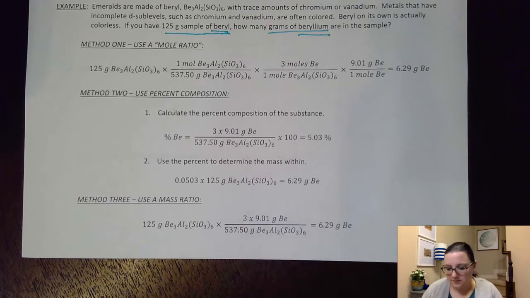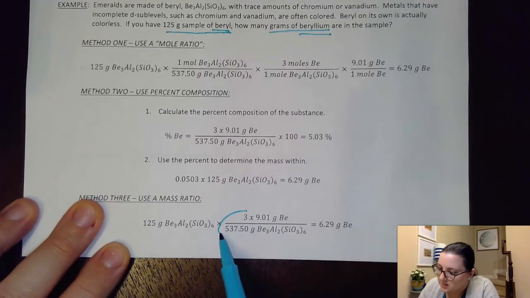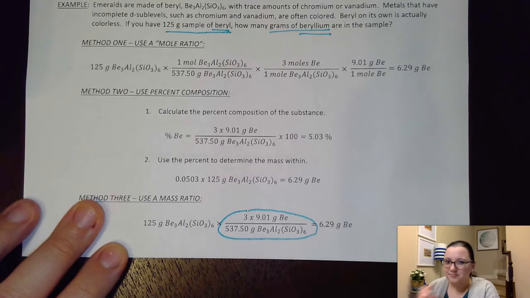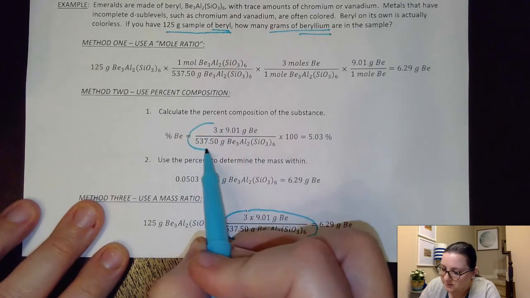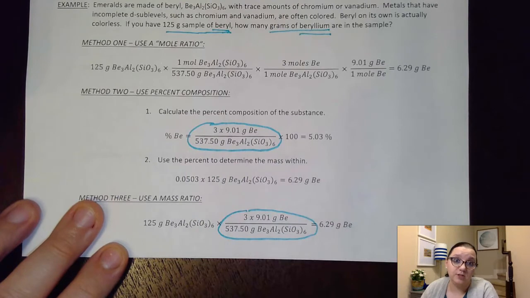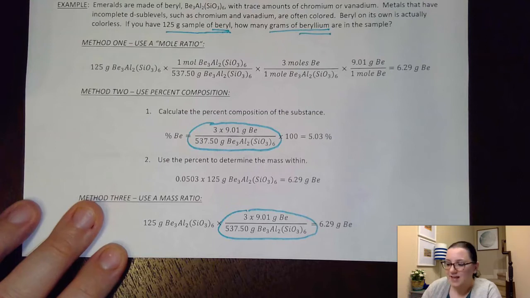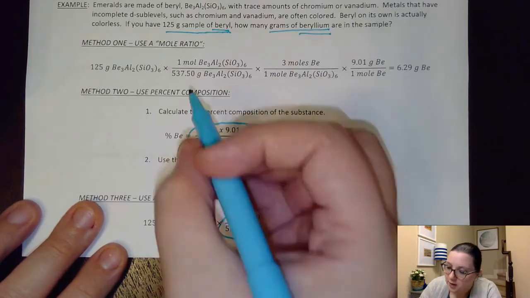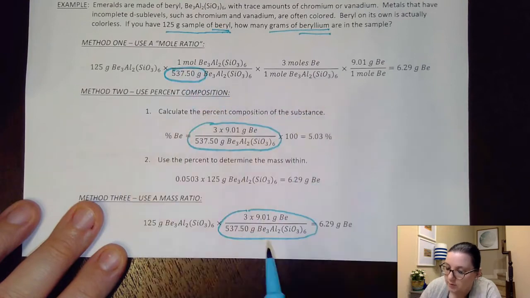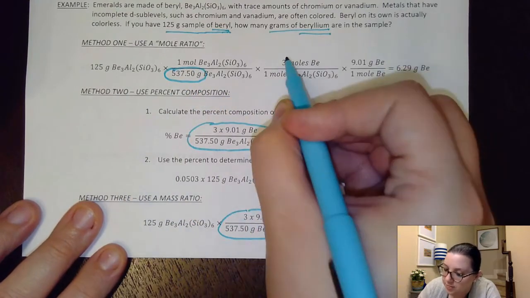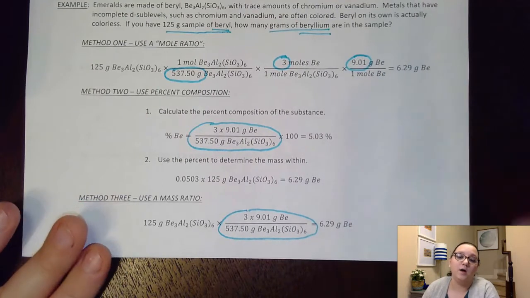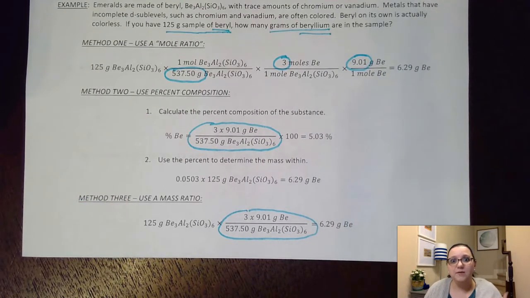Now, I want to show you something about this. If you notice, this piece right here is exactly the same setup piece as we saw in the percent composition. Also, the math that these steps are doing is the exact same math you did in this first example here. I have the 537.50 on bottom divided by that number, and then the 3 times the 9.01 on top. So the reason why all 3 of these methods get the same answer is because all 3 of these methods are doing the exact same math. It's just a different way to think through those setups.